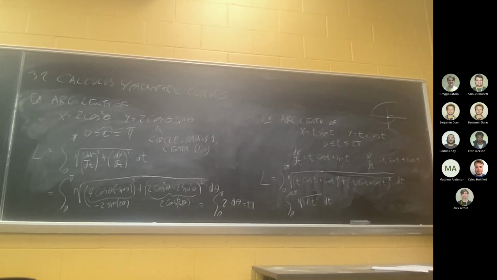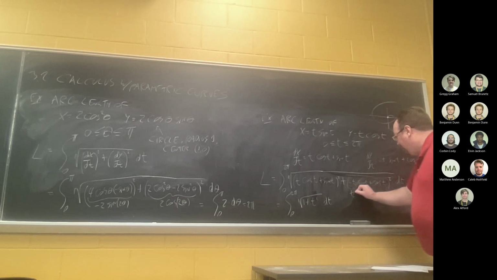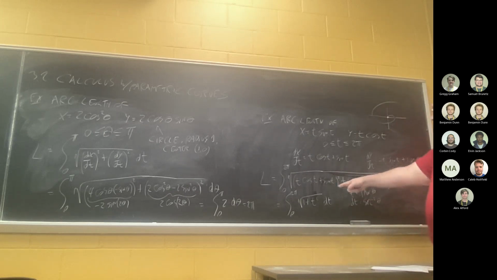But this is still a pain. What approach could you take for an integral like this? Yes, which substitution should I make? Yeah, t is equal to tangent of theta. All right, so then dt is equal to secant squared theta, and this square root expression, the square root of 1 plus t squared, what does it become?